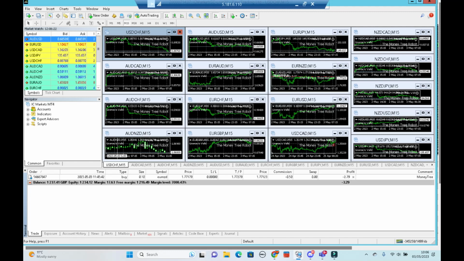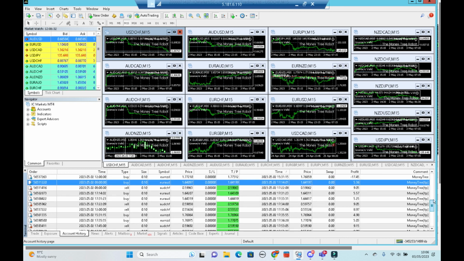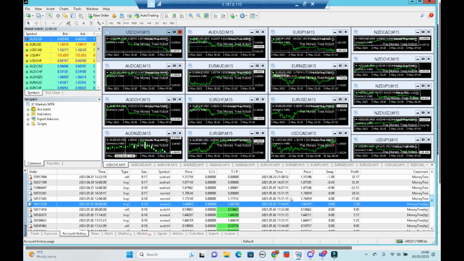Good morning. It's the 3rd of May 2023, and I know we provided an update yesterday, but we had a flurry of activity yesterday using the MoneyTree Trading Robot, and I just want to show you what this looked like because it was pretty amazing.